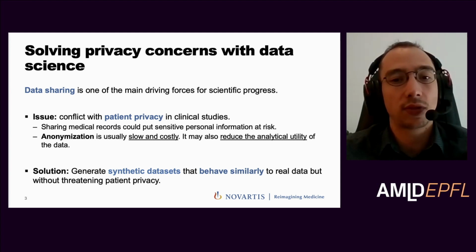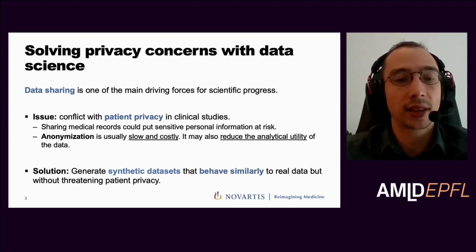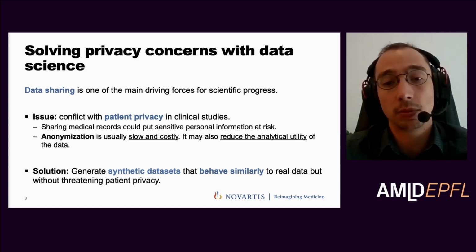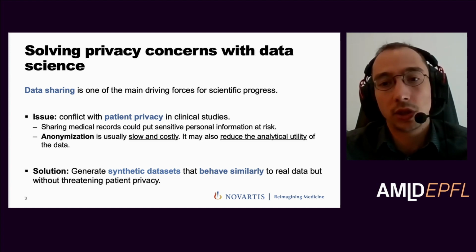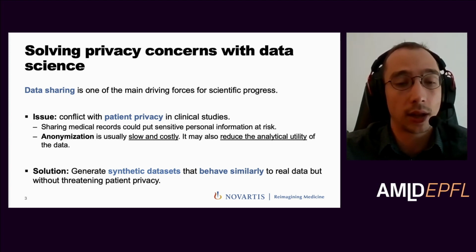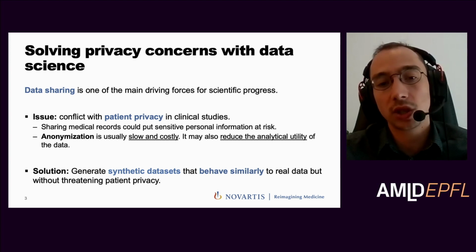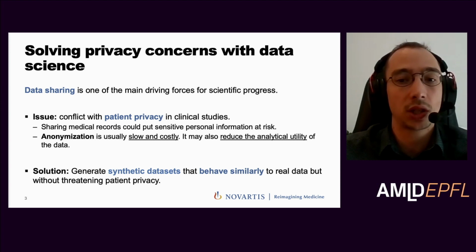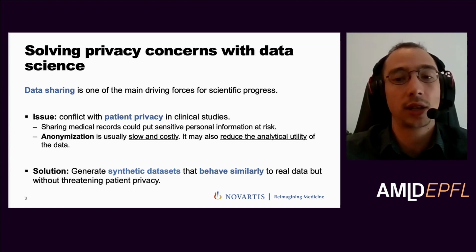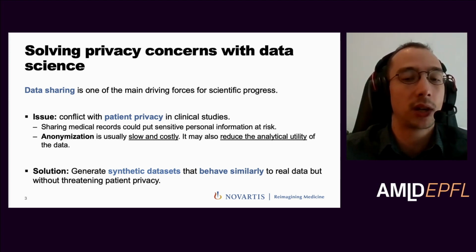And so the only solution for that right now is anonymization, and anonymization is particularly slow and costly. It can't be applied to any type of data, and it has to be done with a lot of care. On top of that, it can actually reduce the analytical utility and the discriminative power of such data. So a solution that we propose and evaluate here in our work is to use generative models to generate synthetic data sets that behave in a similar manner to real data, but that don't threaten patient privacy.